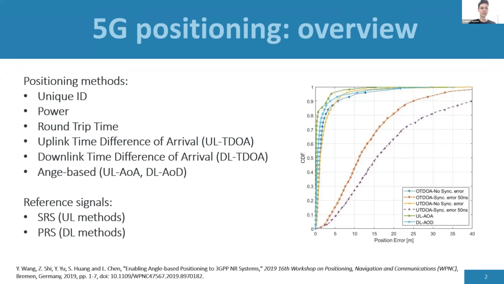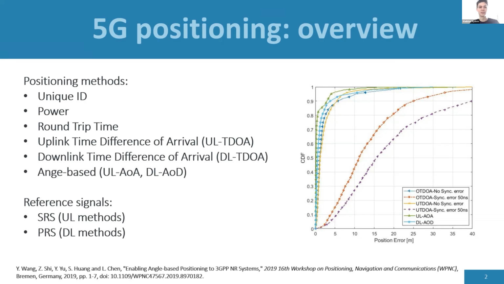First of all, there is positioning based on ID. It's used in 5G also. Then there are different power methods, where we can measure the distance between user and base station based on the power. And if we have a distributed architecture, this metric can help us increase accuracy much more. The next method is based on round trip time.